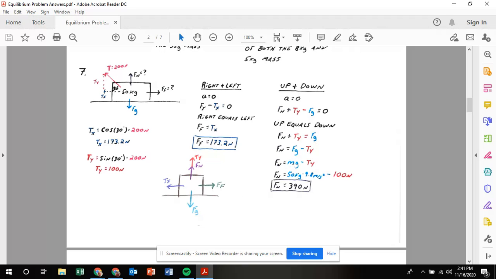And now I can plug in for some of my numbers. I know force of gravity is mass times 9.8, so that's 50 times 9.8. Ty we already solved for earlier in the problem is 100. So 50 times 9.8 is 490 minus 100 gives me a normal force of 390 newtons.